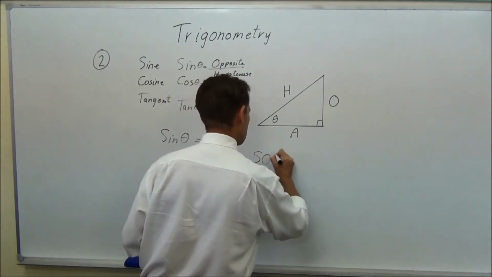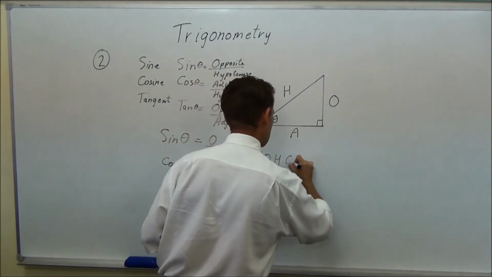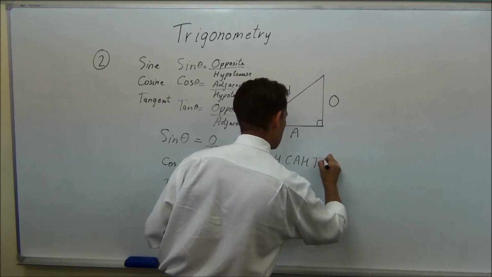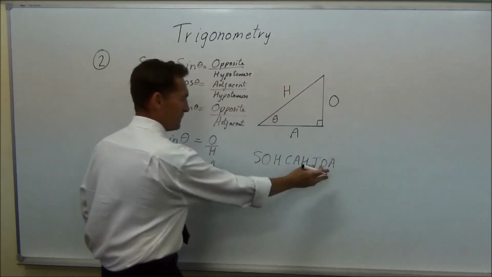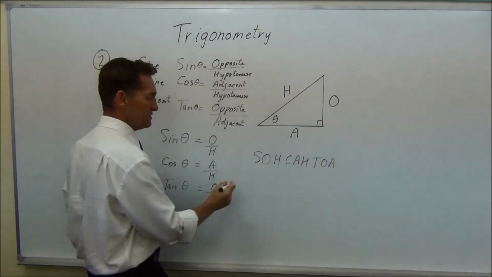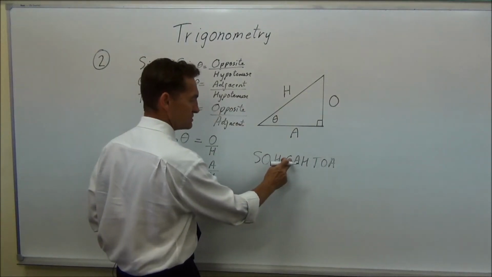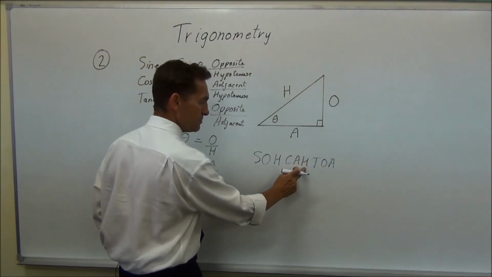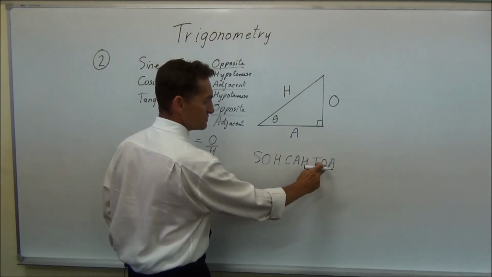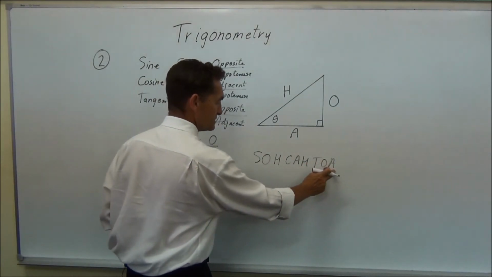So it's SOH CAH TOA. And once you've got that in your head, it's very easy to go, well, sine equals opposite over hypotenuse, cos equals adjacent over hypotenuse, tan equals opposite over adjacent.